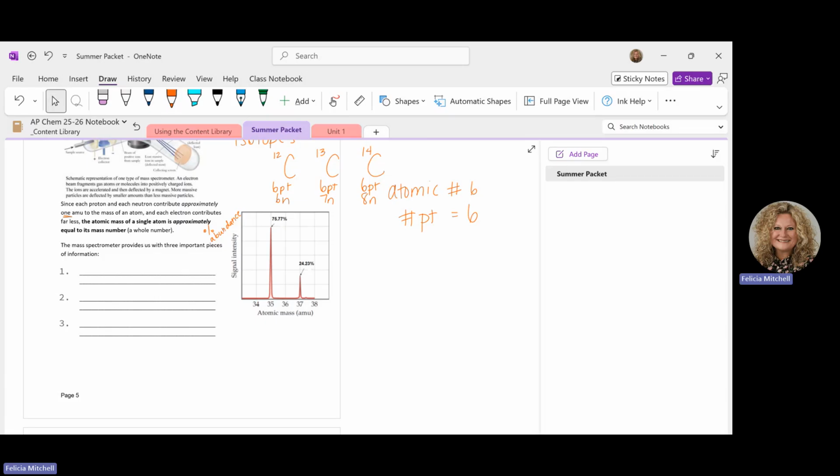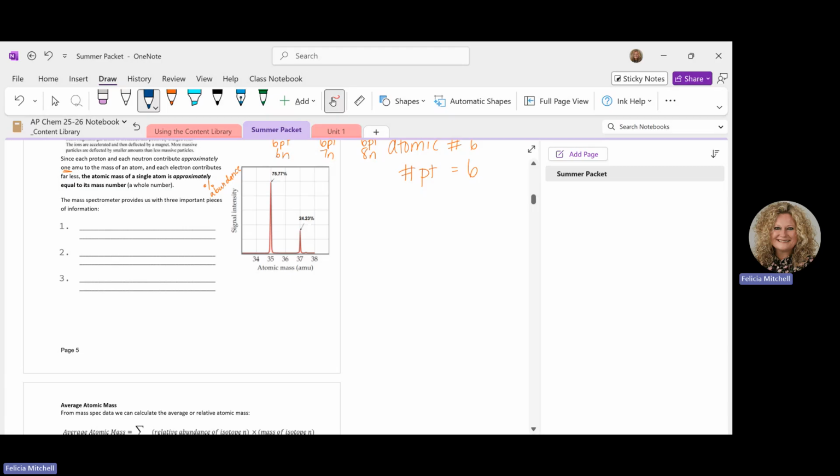So we would get information from this graph, and here would be what I want you to write down. First, you would see that there are 2 peaks on this graph. So that means there are 2 isotopes, or 2 ways this element could be found. So it tells you the number of isotopes present for an element. You also see the atomic mass of each isotope. In this case, 35 and 37 would be the two masses where the peaks are.